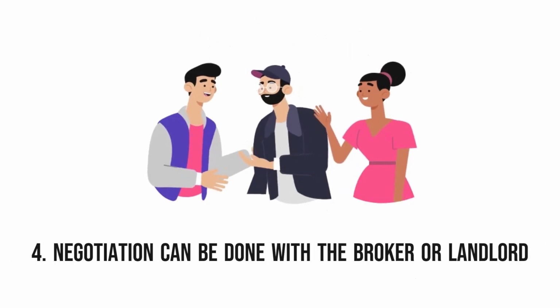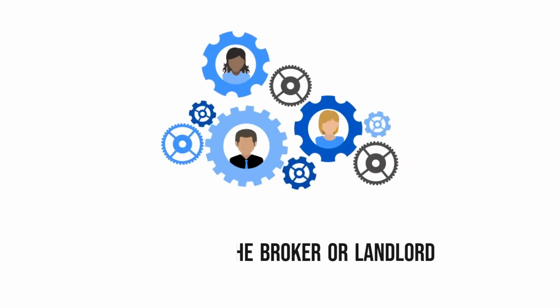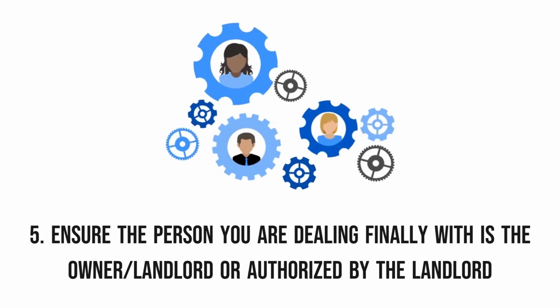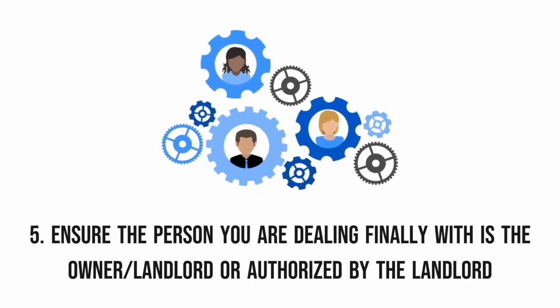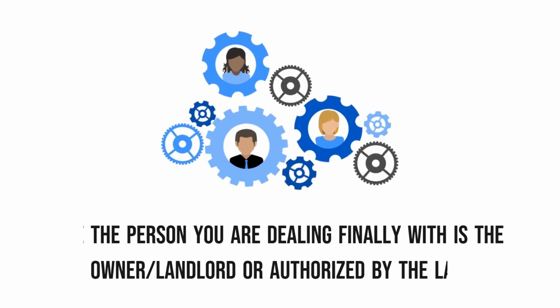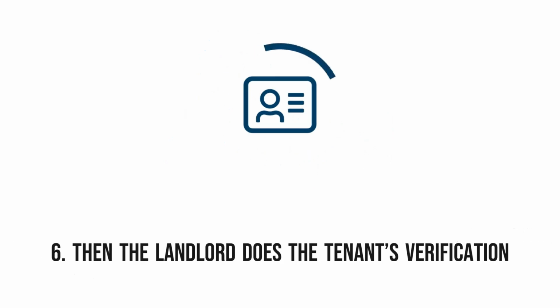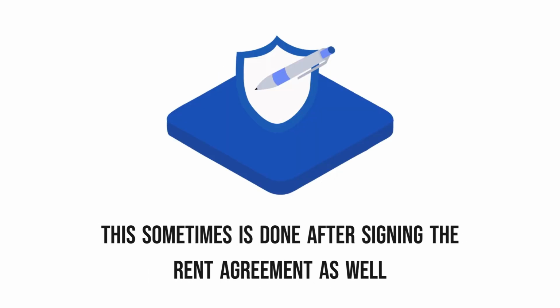Negotiation can be done with the broker or landlord. The next step is to ensure the person you are finally dealing with is the owner, landlord, or authorized by the landlord. Then the landlord does the tenant's verification, like the police verification, and collects a copy of his or her ID proof. This sometimes is done after signing the rent agreement as well.